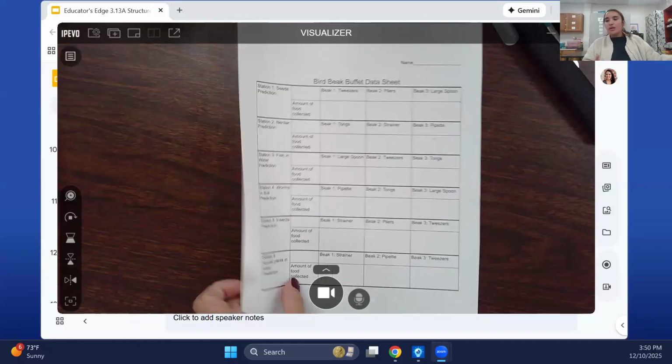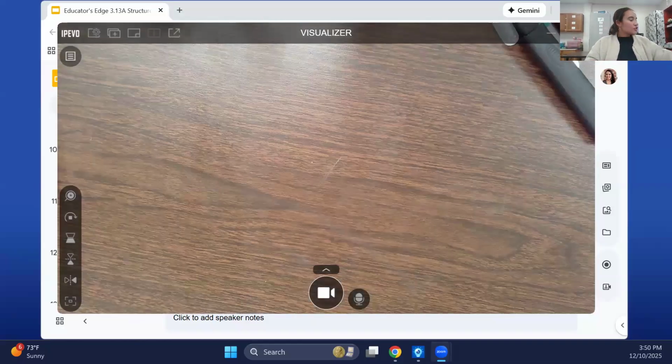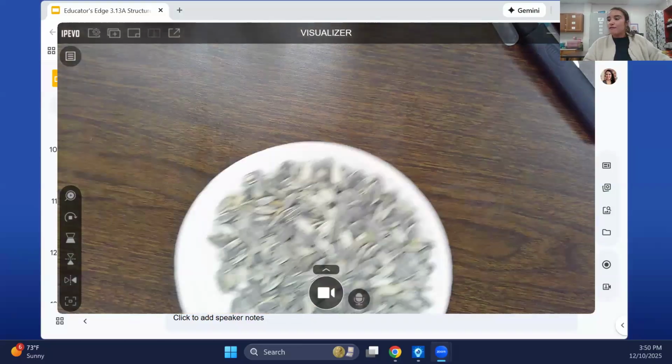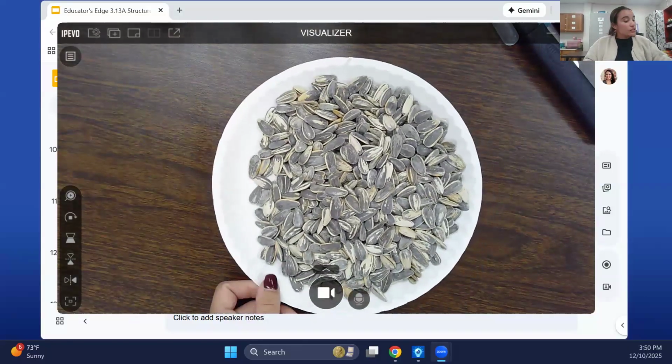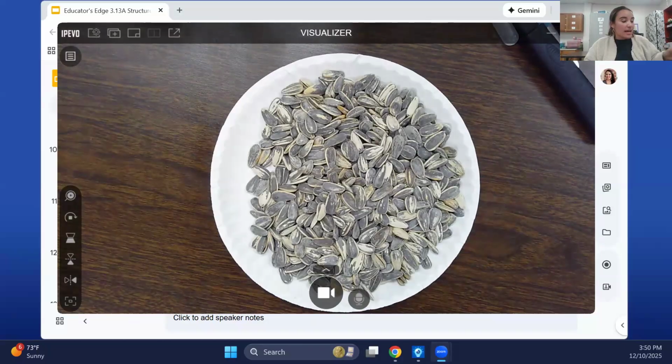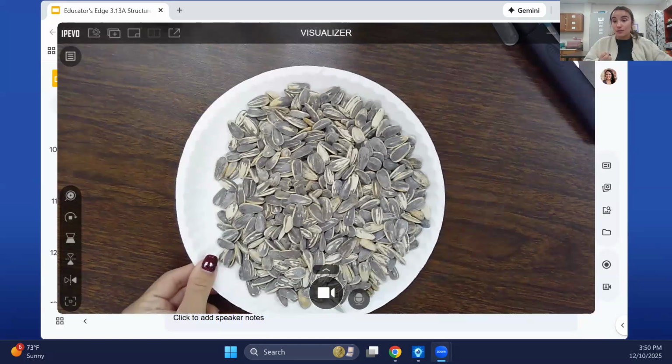So we're going to start off with station 1. Station 1 is going to be the food source of seeds. With seeds, it's important to know that the bird is going to have to access the seed, but it's also going to have to crack the shell as well to get to the food source.